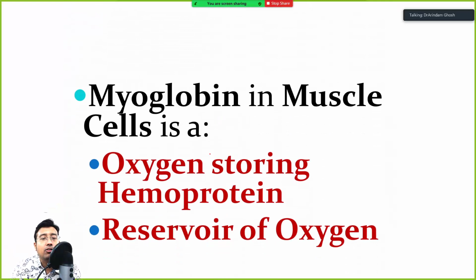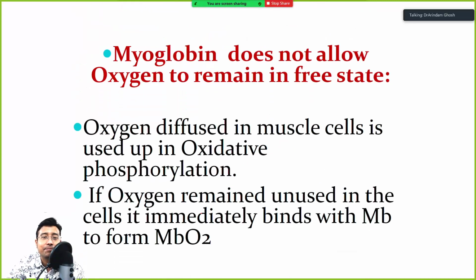So this again, as I told you, is a storing hemoprotein. It acts as a reservoir of oxygen. Whenever needed, myoglobin will supply. This is the purpose of a reservoir. We never use, forget water, okay, water stays in the tank, in the reservoir, and from there we use it. But generally the thing is, reserve force is always for emergency. Okay? Now you see, myoglobin does not allow oxygen to remain in free state.